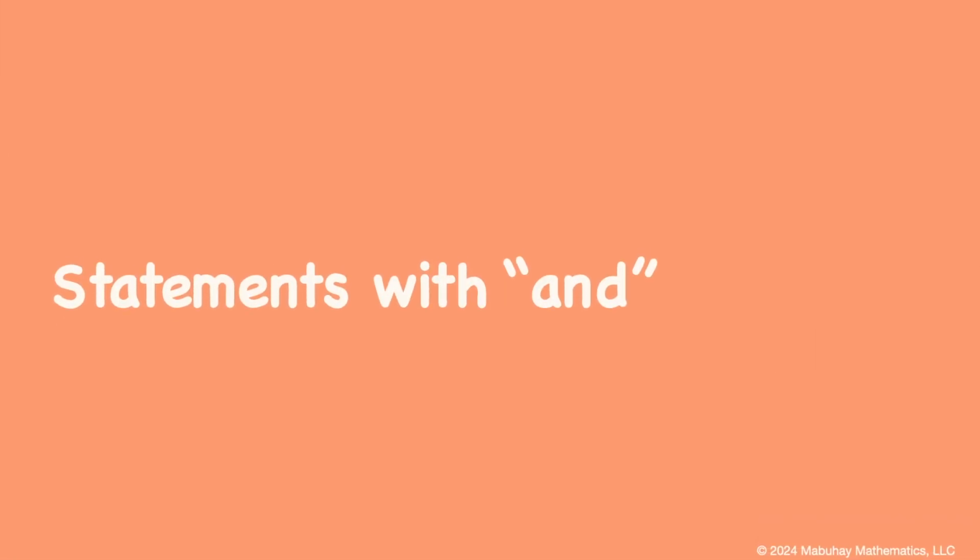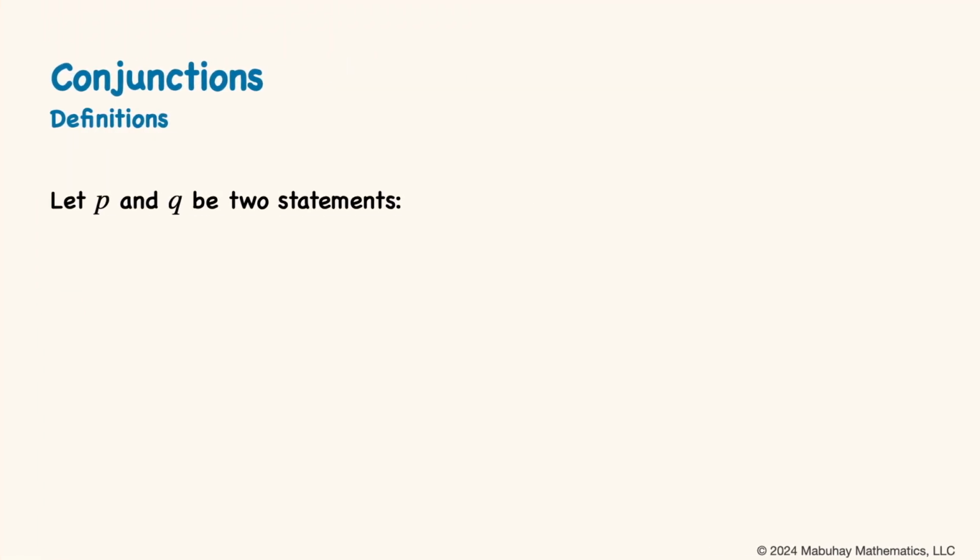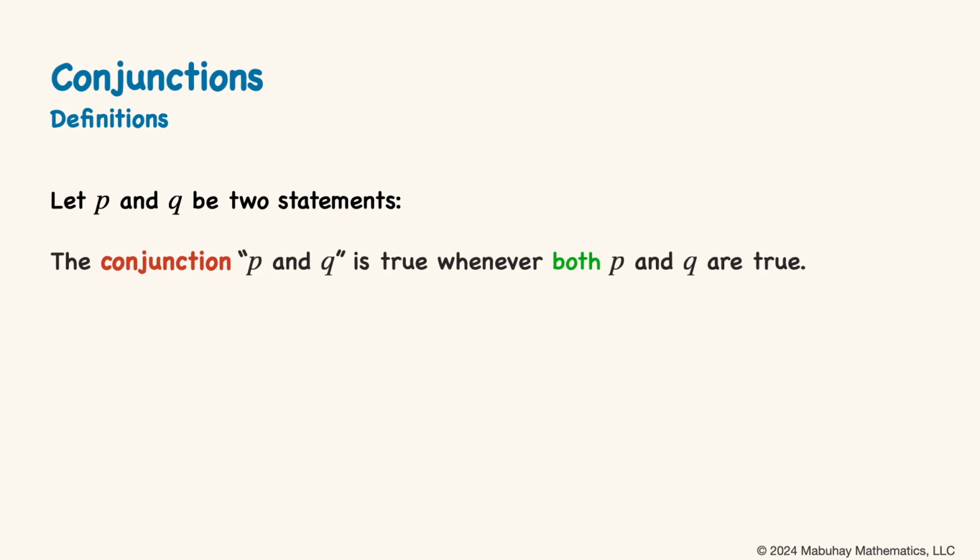So first of all, statements with and. Let P and Q be two statements. And remember, here variables can take the place of statements instead of numbers if we need them to. The conjunction P and Q is true whenever both P and Q are true individually. Okay, and so if P is a true statement on its own and Q is a true statement on its own, then the compound statement, the conjunction P and Q, will be true.